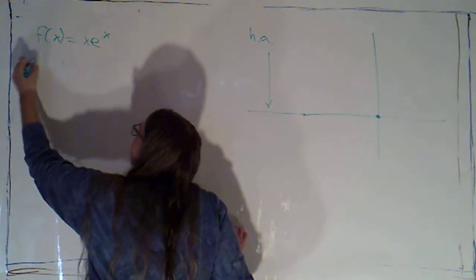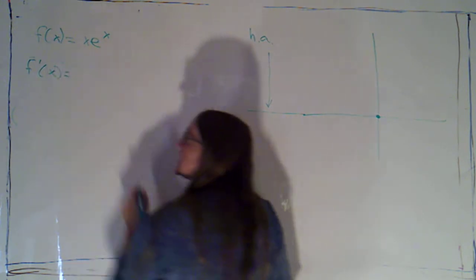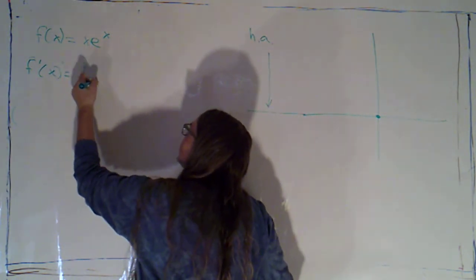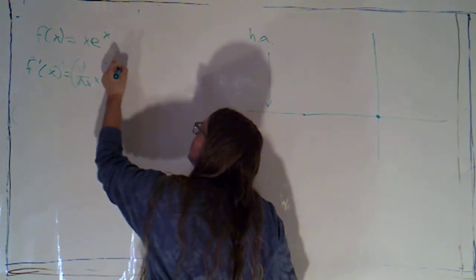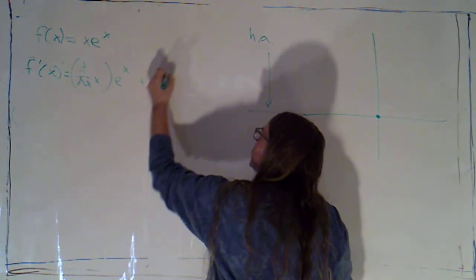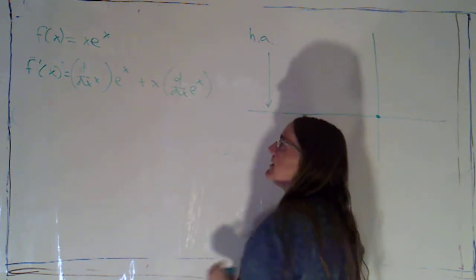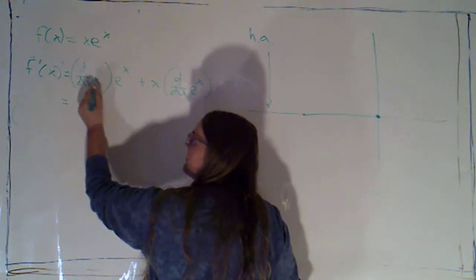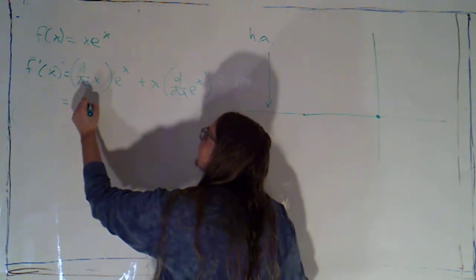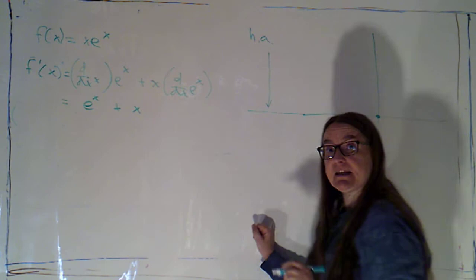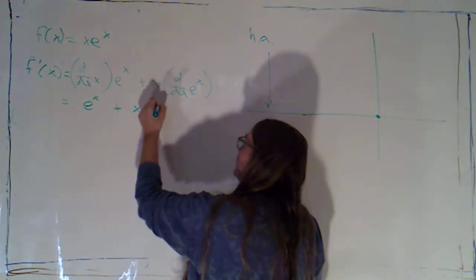So I can say f prime of x. Now it looks like we're going to be using product rule here. So that's going to be the derivative of x times e to the x plus x times the derivative of e to the x. Derivative of x is just 1 times e to the x plus x, and the derivative of e to the x is e to the x.